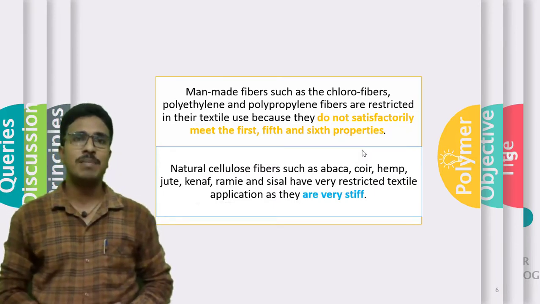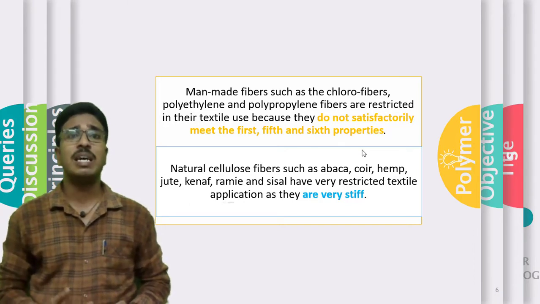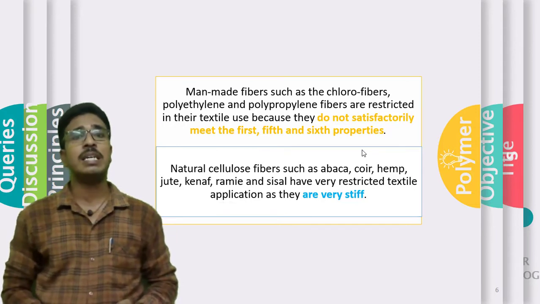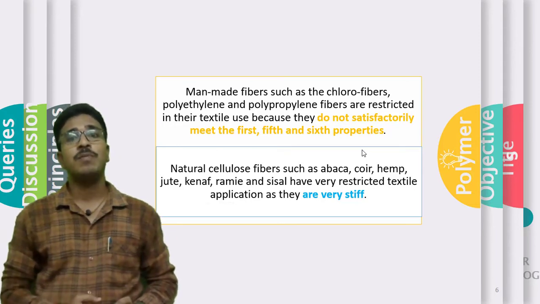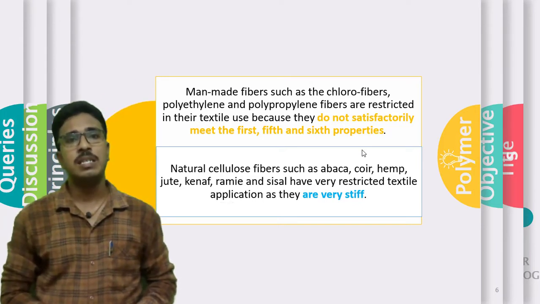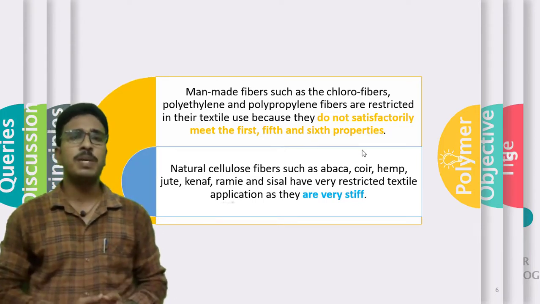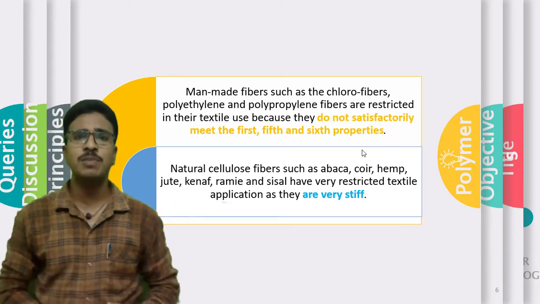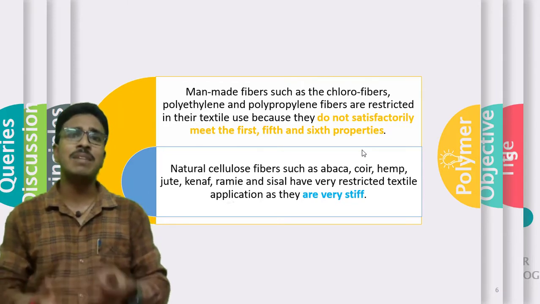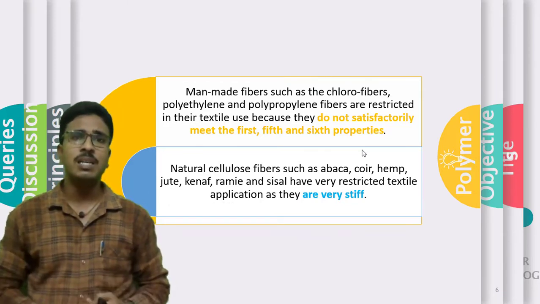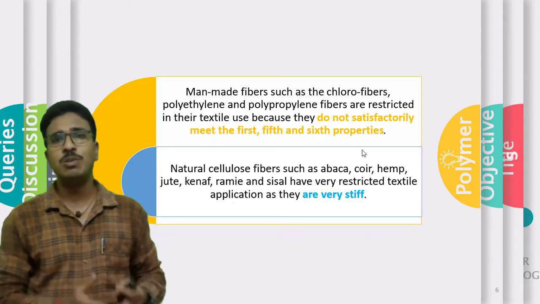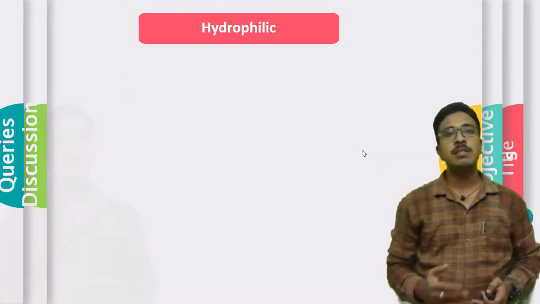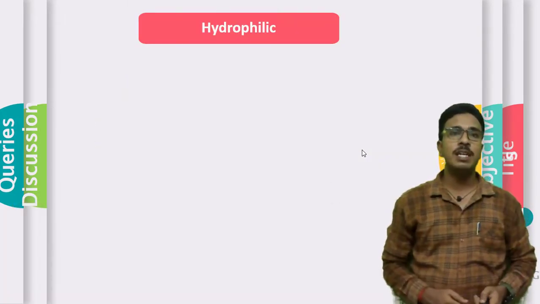And natural cellulosic fibers such as abaca, coir, hemp, jute, kenaf, ramie and sisal have very restricted textile applications because they are very stiff. Understand? So likewise, some of the existing polymers, or the polymers which we are creating, are lagging in some of the properties. So that's why these fibers are not widely used in textile applications. Okay. Now let us start discussing this hydrophilic property.